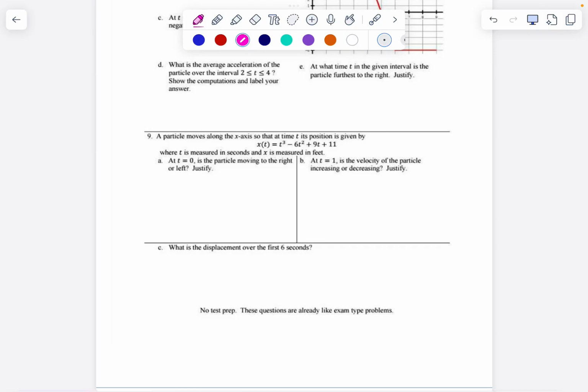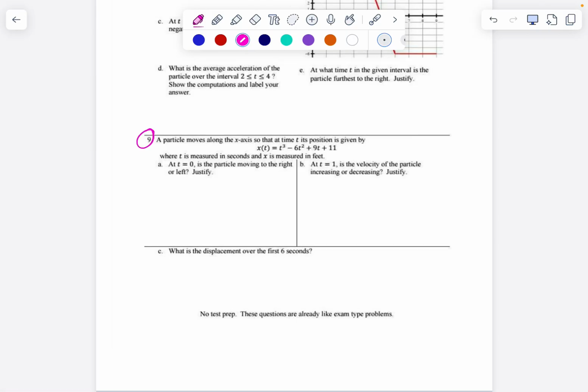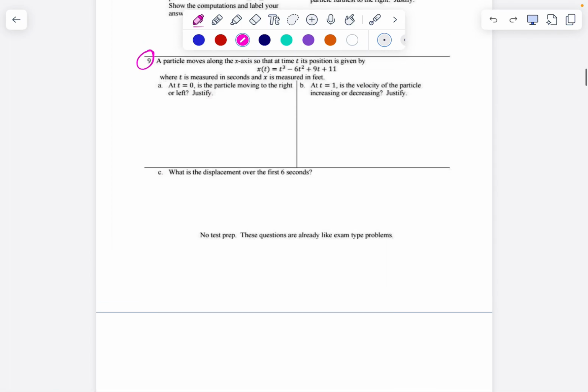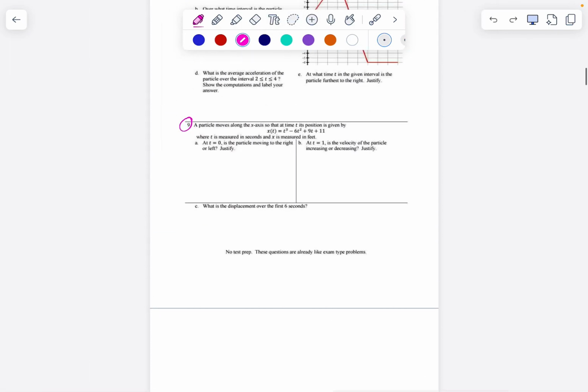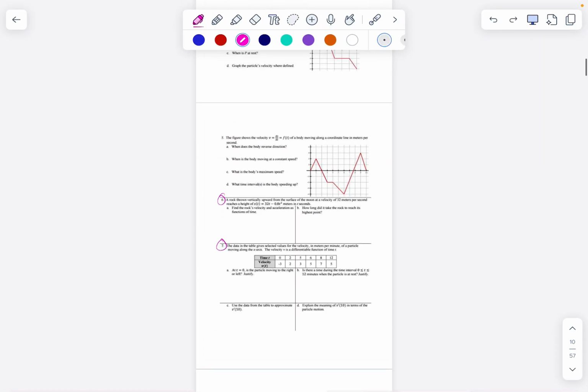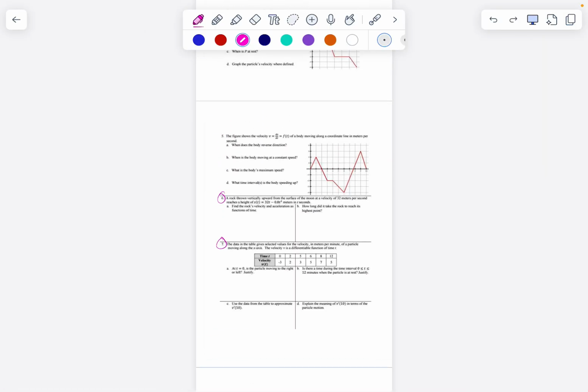Oh my gosh. I swear. 9 and, I guess 9 has 2 parts, so 3 parts. We'll come back to those graphs and hopefully have time to do those in class tomorrow.